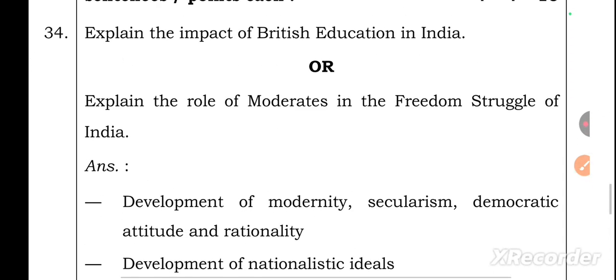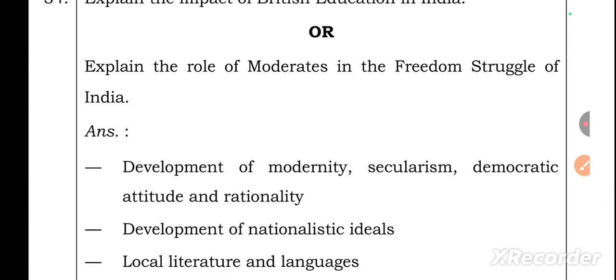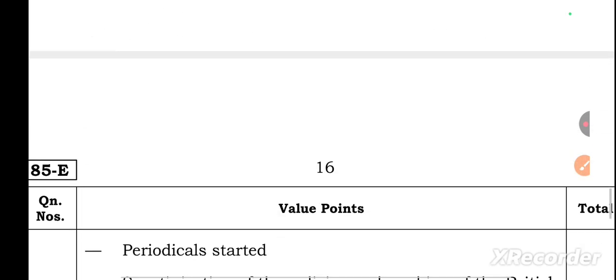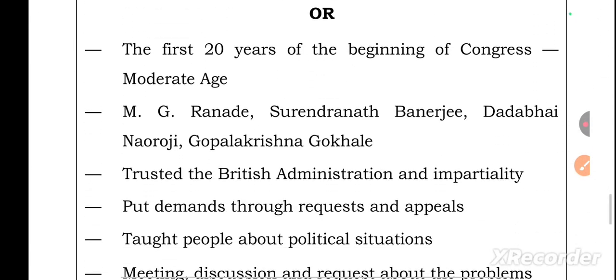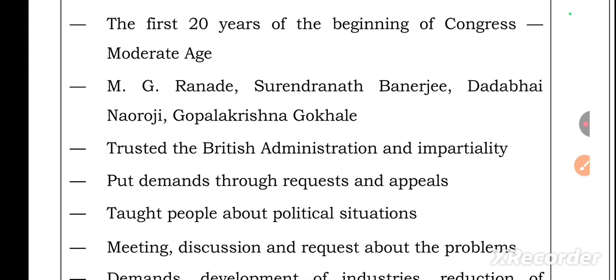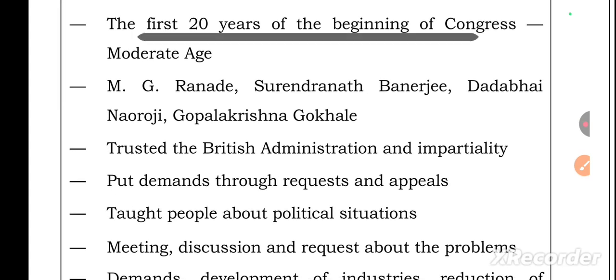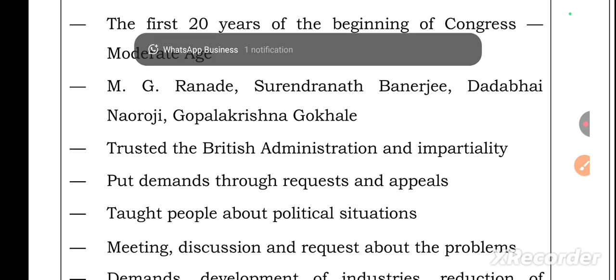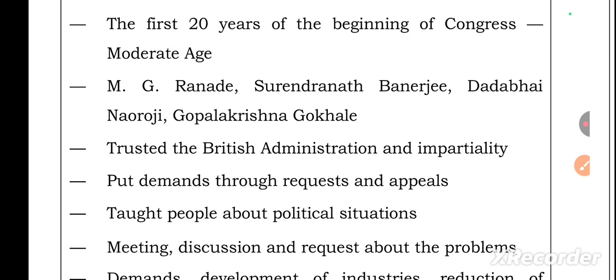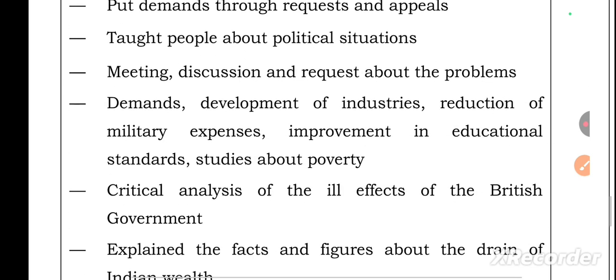For this question, they asked another one, an OR type question. Explain the role of moderates in the freedom struggle of India. The answer: the first 20 years of the Congress was the moderate age. M.G. Ranade, Surendranath Banerjee, Dadabhai Naoroji, Gopal Krishna Gokhale trusted the British administration and its impartiality, put demands through requests and appeals, and taught people about political situations.